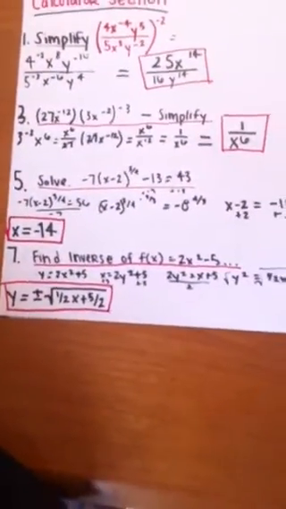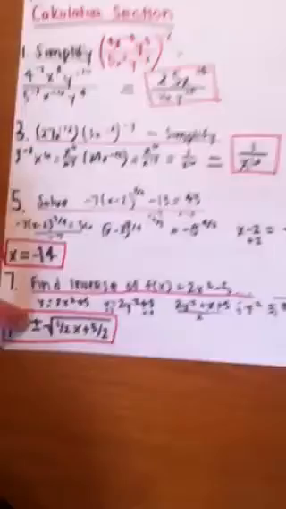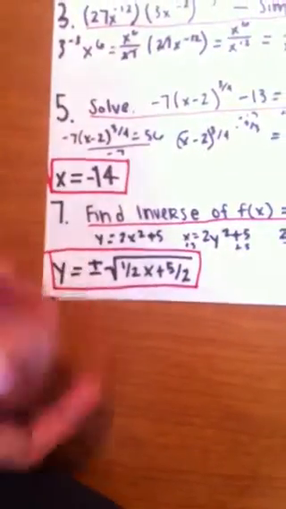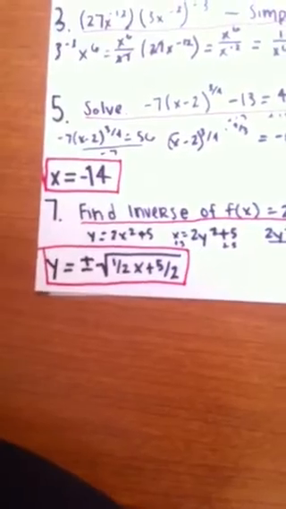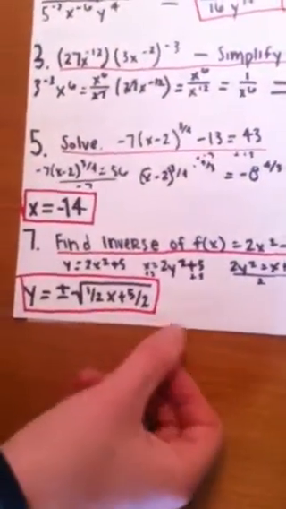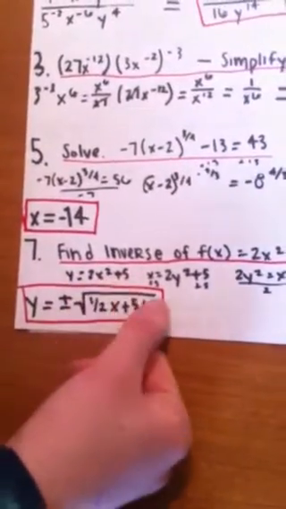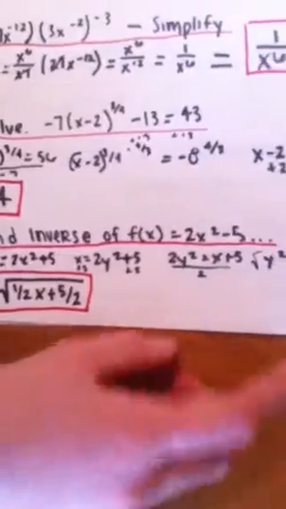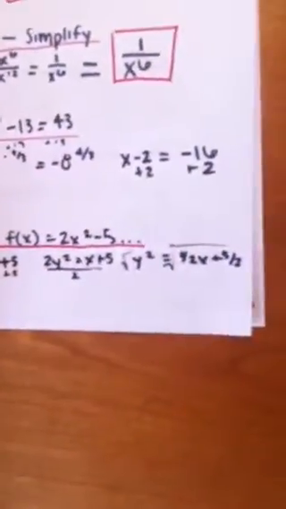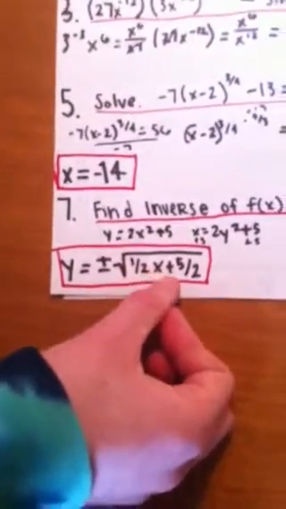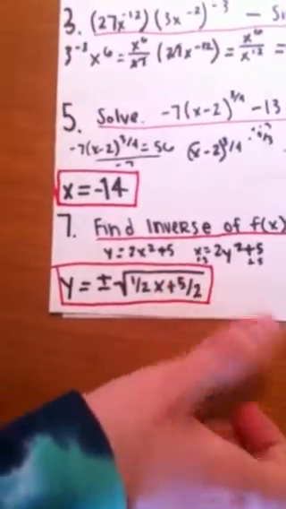The last problem I got wrong on the calculator section is number 7, and I just forgot to put in plus or minus, or positive or negative, before the problem. So you just had to find the inverse of the problem, which is flipping y and x, so you have x and y, and then just solving for y, and you get y is equal to plus or minus the square root of 1 over 2x plus 5/2.